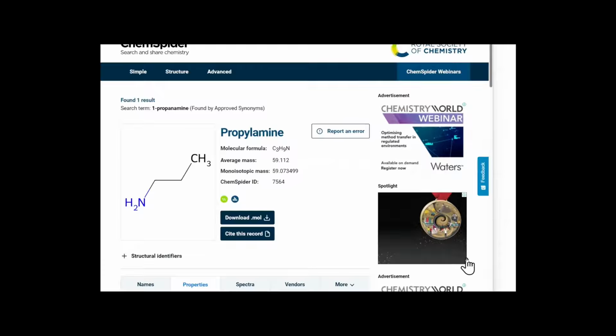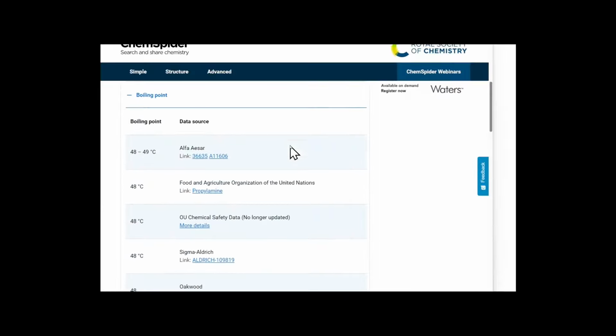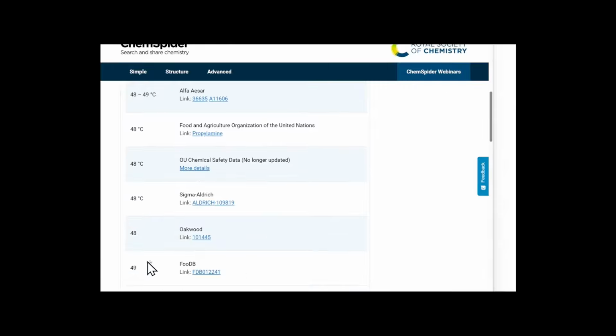As an aside, we could exploit another physical property of these two. So this is the propylamine. I think that's the other way of saying it. Let's have a look at the boiling point. The boiling point of this is generally accepted to be around about 48 degrees by these organizations.